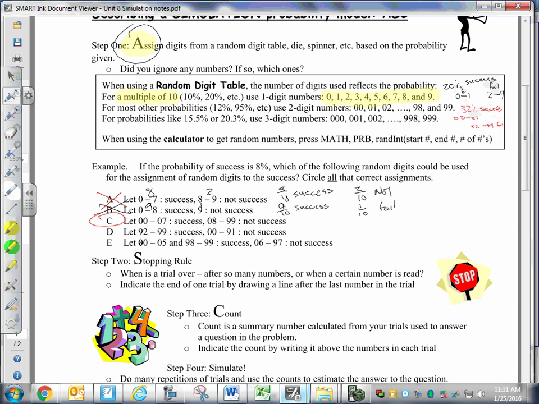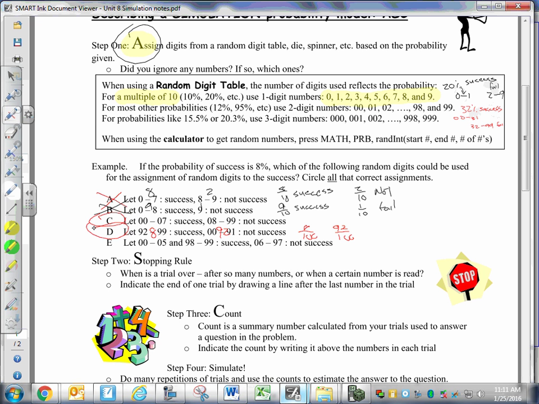92 through 99. How many numbers are in 92 through 99? Let's see. 92, 3, 4, 5, 6, 7, 8, 9. How many numbers is that? 8 numbers. Sweet. 0 through 91. How many total numbers are in from 00 to 91? 92 numbers. Total of 100 numbers. 8 out of 100 would be succeeding. 92 out of 100 would be failing. This would also represent an 8% chance of succeeding.